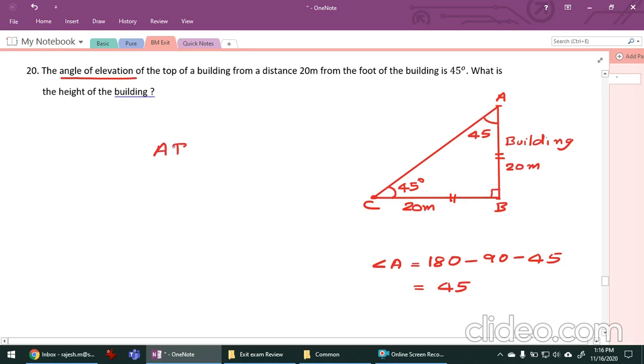AB is also 20. So remember, in any right triangle, if one angle is 45, definitely the other angle is also 45, because 45 plus 45 is 90, and 90 plus 90 will become 180. So if these two angles are 45, always these two sides are same. AB and BC will be always same. So how much is this? 20. Then this also will be 20. So the height of the building is also 20 meter.